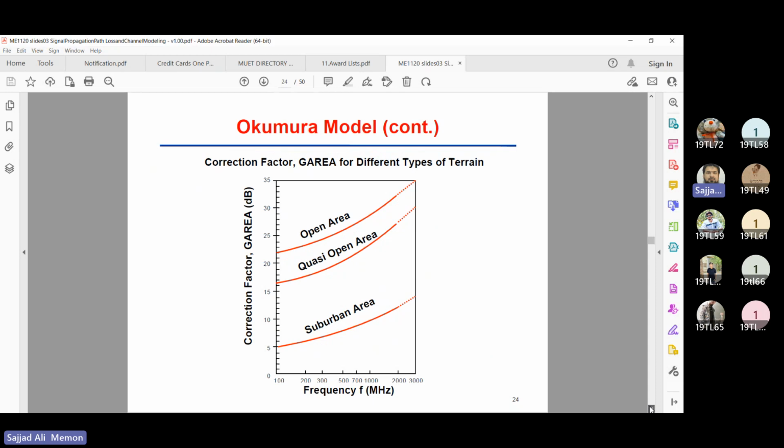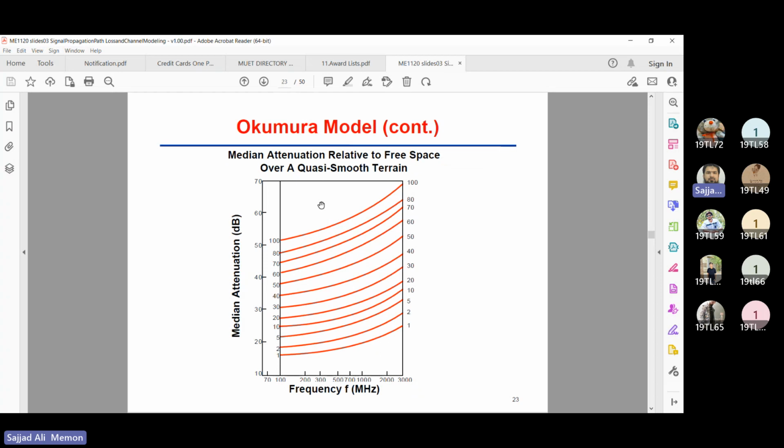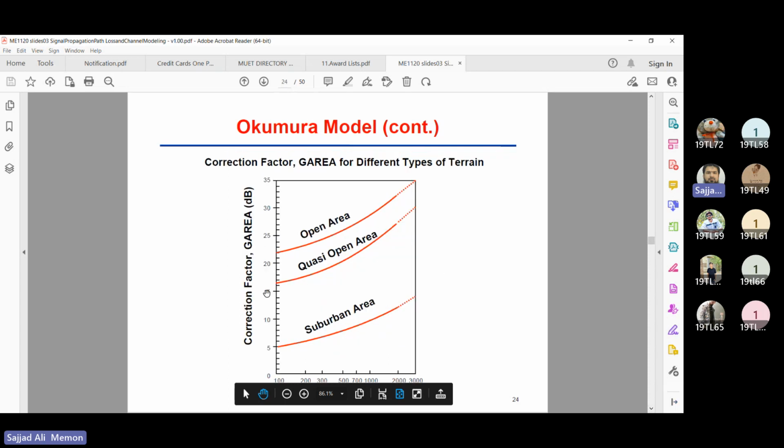So this one is your graph given by Okumura, that is frequency against the attenuation. As you can see, as the frequency increases, attenuation also increases, and this correction factor for different frequencies and different environments, suburban area, quasi open area, and open area. So this factor should be used in accordance to this graph for different frequencies.